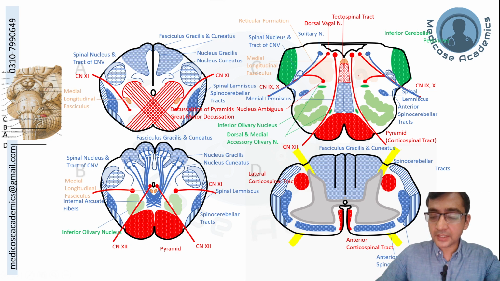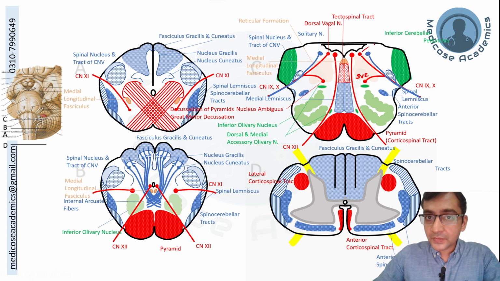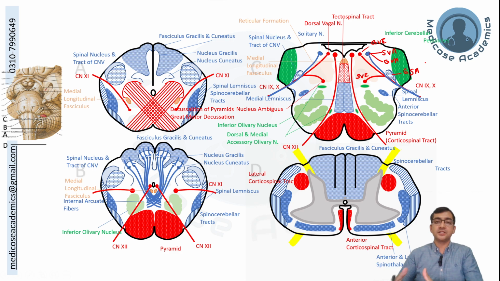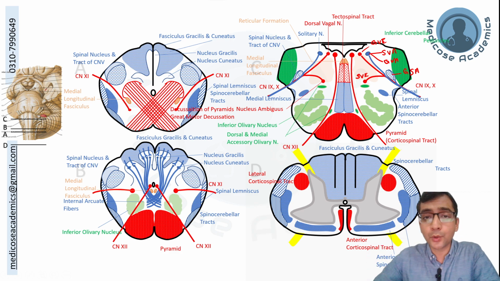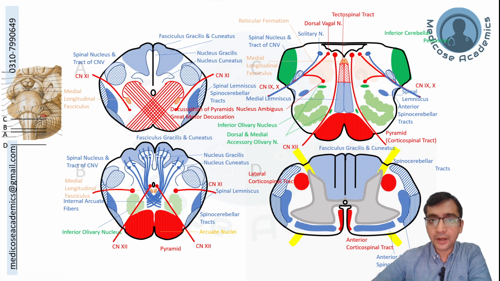The vagus nerve is made by special visceral efferent fibers coming from nucleus ambiguus that supply the muscles. General visceral efferent parasympathetic fibers give the parasympathetic supply. Special visceral afferent fibers receive taste. General visceral afferent fibers receive general sensation from viscera, and general somatic afferent fibers carry some general sensations from, say, the ear, that are going to reach the medulla. So that's about it.